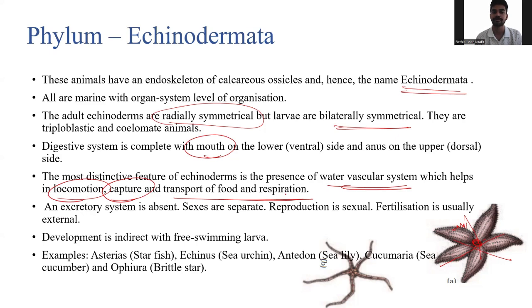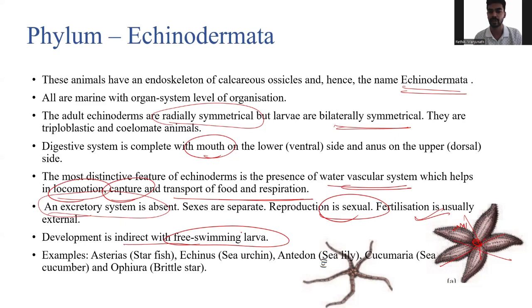Then, the excretory system is absent. I mean, there is no excretory system present. The sexes are separate; you can see males and females. Since the sexes are separate, reproduction is sexual. Fertilization, when it comes to marine types, happens externally. Development is indirect with free swimming larvae. This is another point.